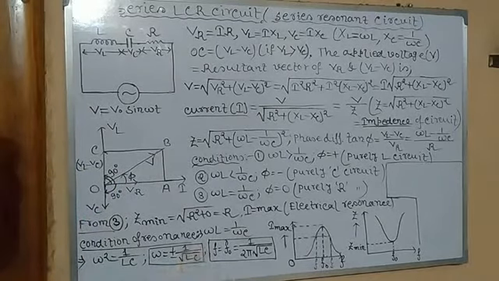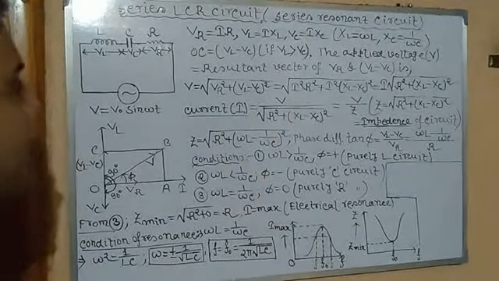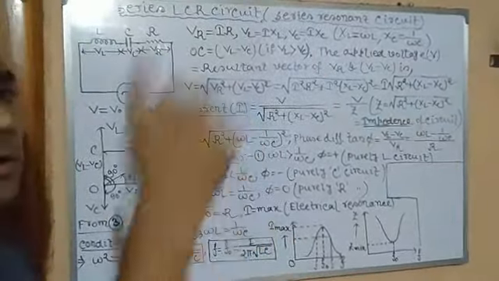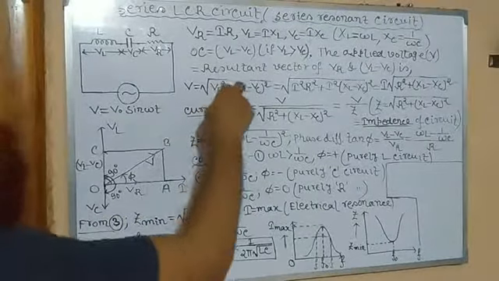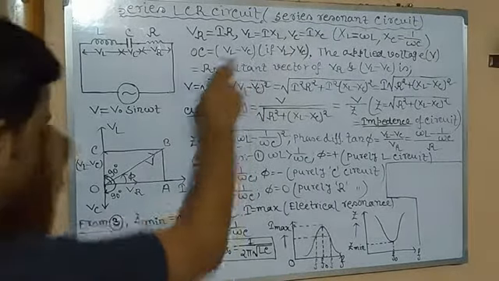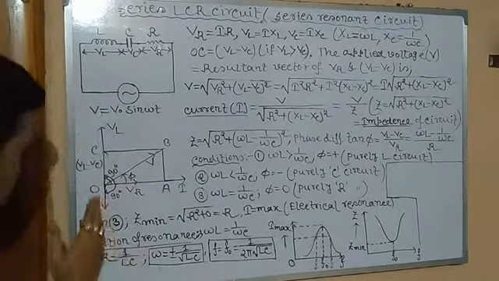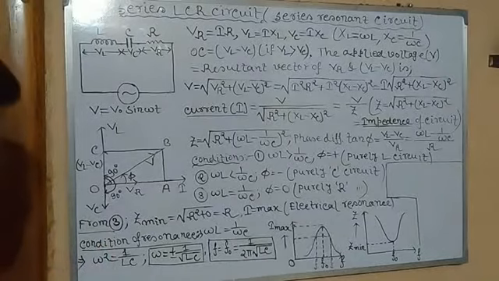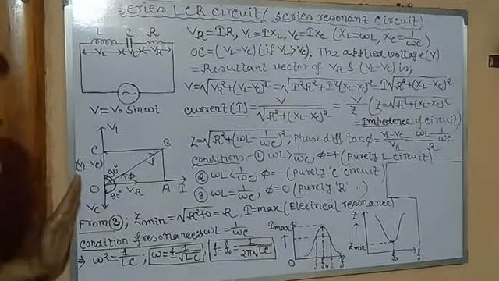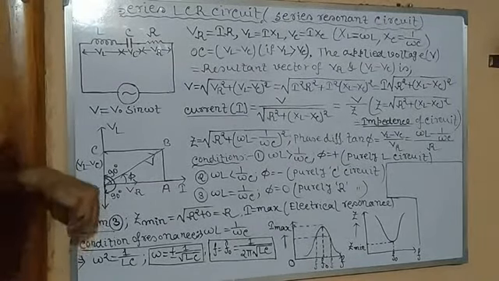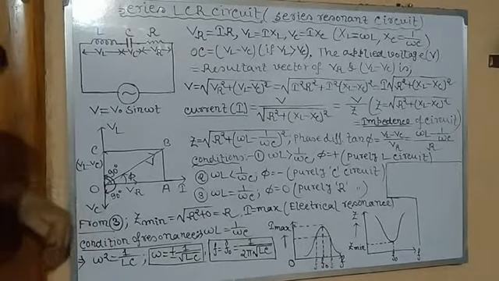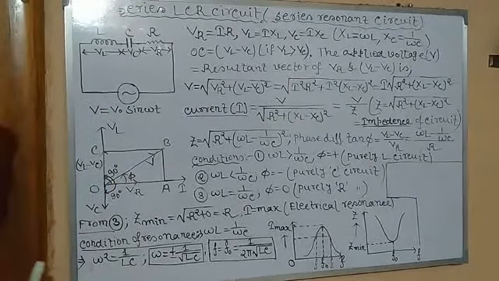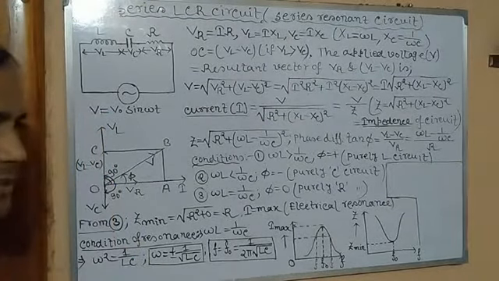Now if VL is greater than VC, meaning the voltage across the inductor is greater than the voltage across the capacitor, then what would happen? Obviously, the resultant vector will be VL minus VC. The resultant vector will act in this direction. This is plus VC, addition of vector. So VL minus VC means you will have to add the opposite vector of VC with VL. If this is plus VC, this will be minus VC. So VL minus VC will act in this direction.